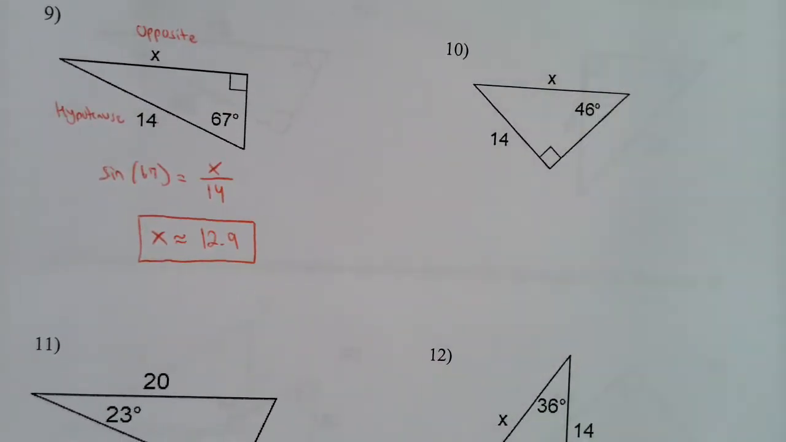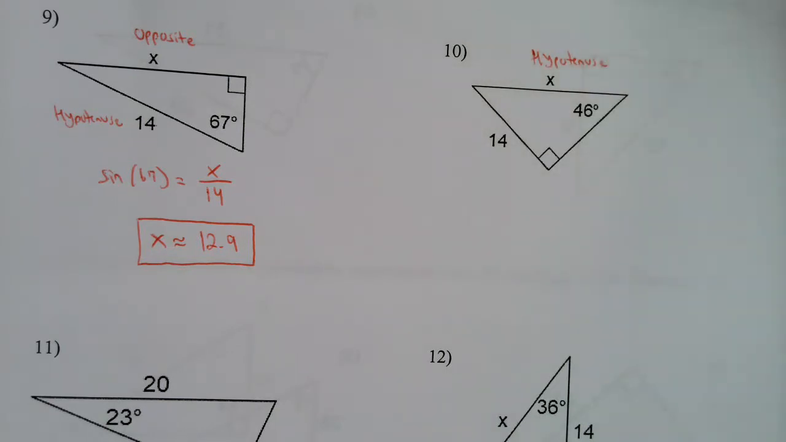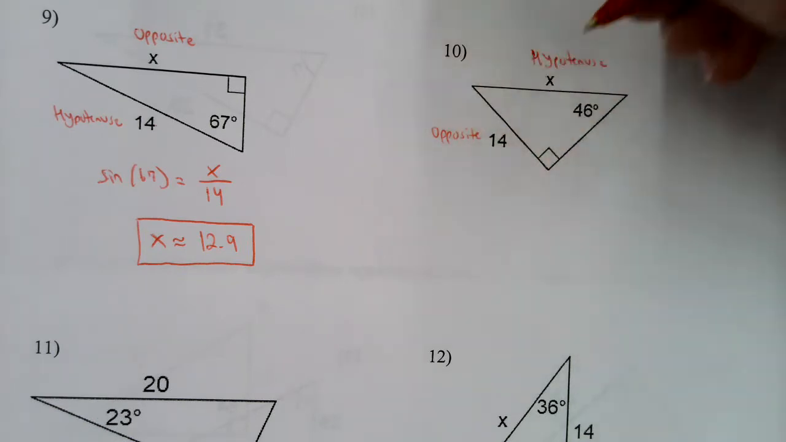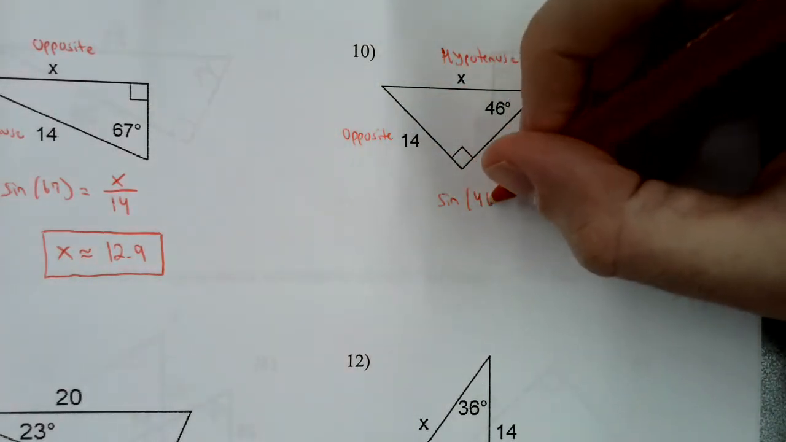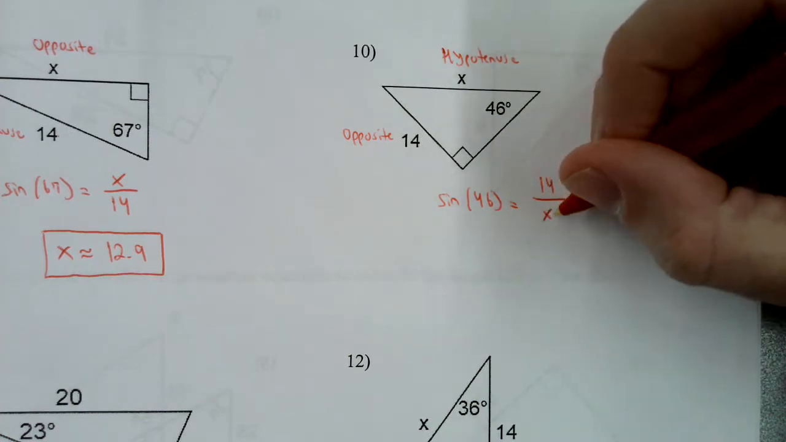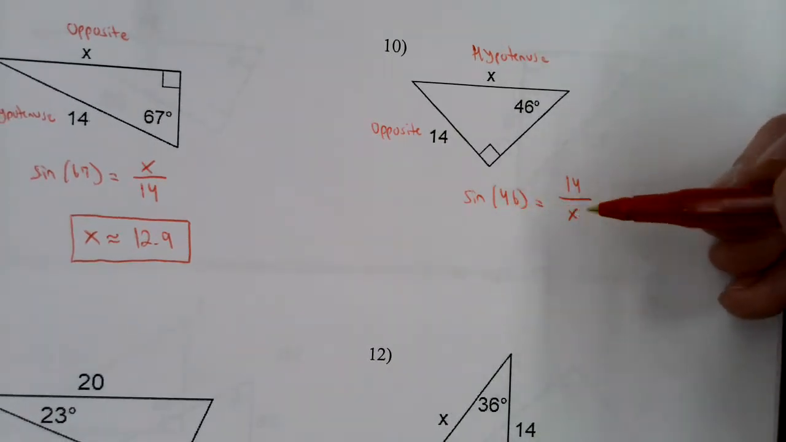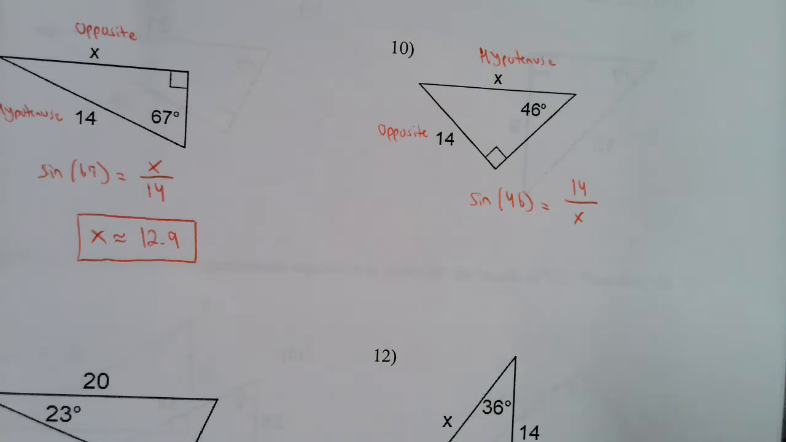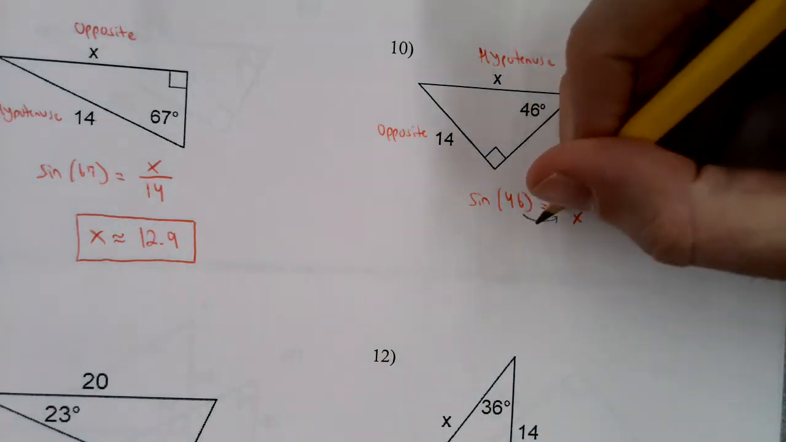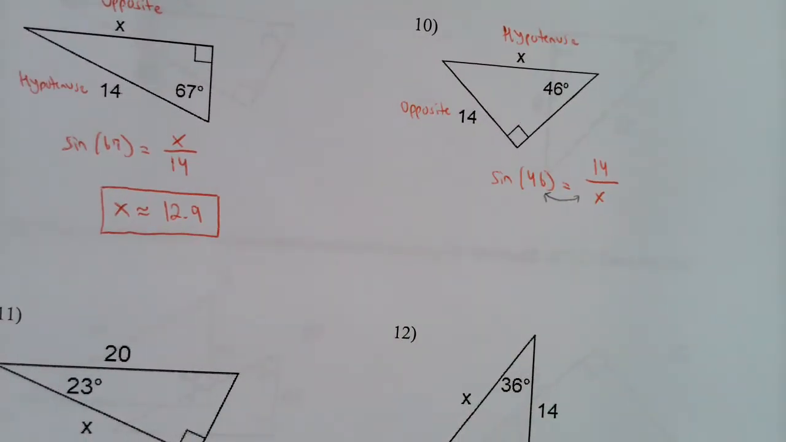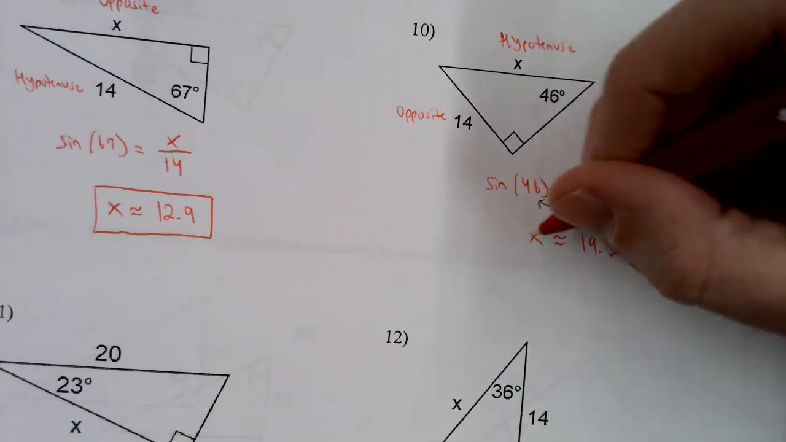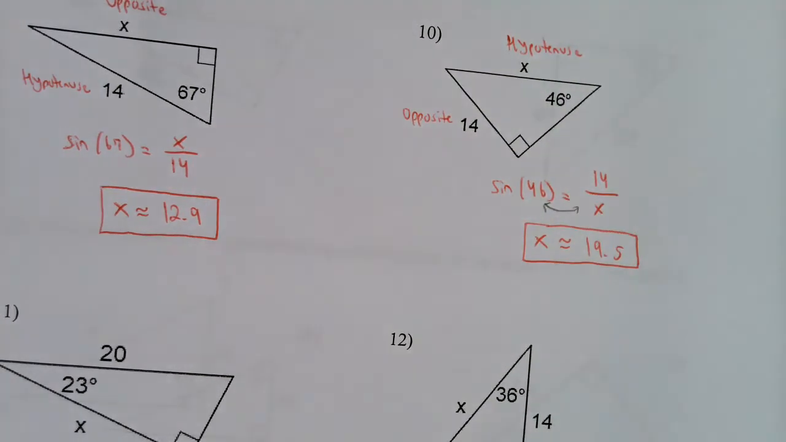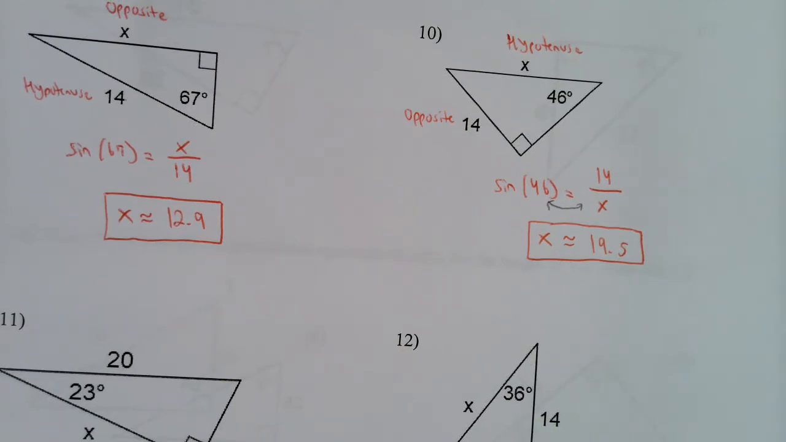Number 10. Again, we're going based off of the 46-degree angle. This will be the hypotenuse, because it's across from the right angle. This will be opposite. So again, it's going to be sine. So I'm going to say sine of 46 equals opposite 14 over hypotenuse x. Now remember, the shortcut when you want to solve for x and it's in the denominator is you're just going to switch these two. So x equals 14 divided by sine 46. Type that in your calculator to make sure you know how to do that. That's going to be x is approximately 19.5 when you round to the nearest tenth. That's how you solve for x when it's in the denominator.